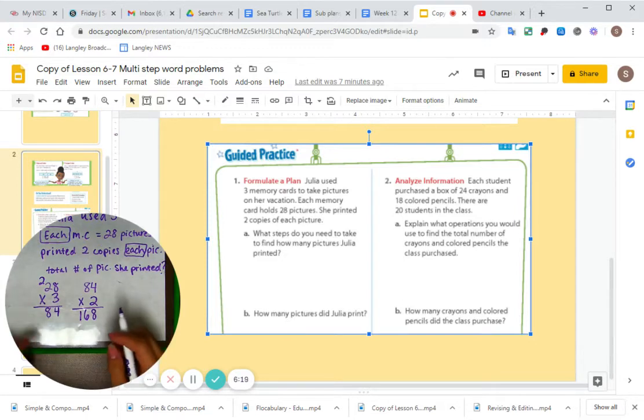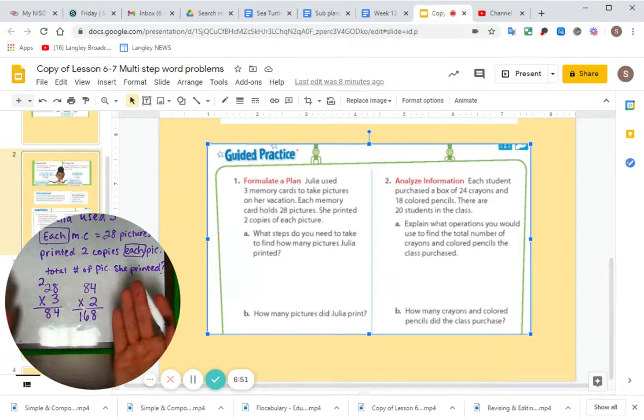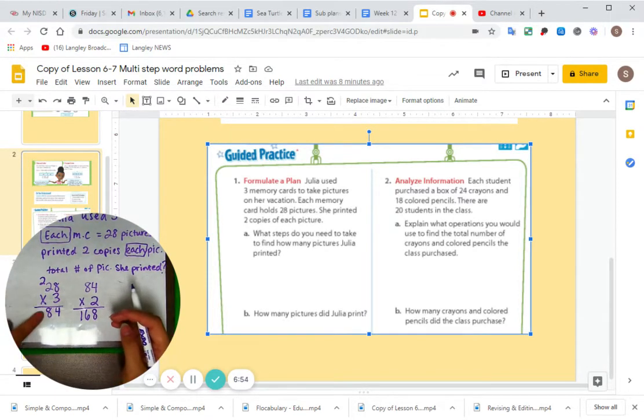So actually, I just noticed, guys, that for A, this actually was the answer for A. All right, because I looked at B really quick. Sorry about that. But I looked at B and they asked how many pictures did Julia print? Well, this one right here is the number of pictures that Julia printed. They should have worded that differently for A. I think they should have said how many pictures did Julia take on her trip, not printed, because they want to know that number for B. Well, either way, we have both of those answers.